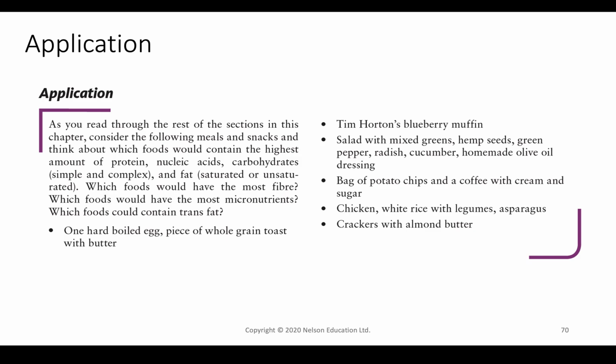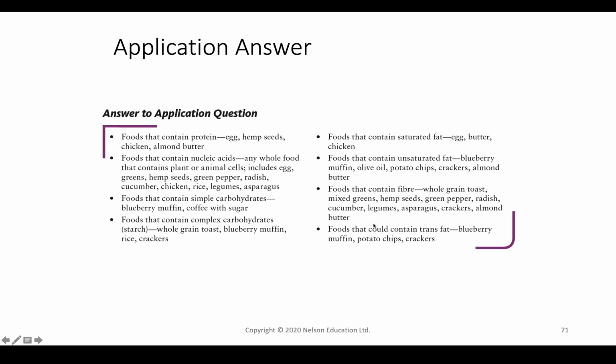And now this is the application question. Again, we're going to have one of these at the end of every lecture. This application question is talking about considering the following meals and snacks and thinking about which foods would contain the highest amount of proteins, nucleic acids, carbohydrates, and fats, as well as which foods would have the most fiber, which would have the most micronutrients, and which foods would contain trans fats. You're given options of a hard-boiled egg with a piece of whole grain toast and butter, a blueberry muffin, a salad with mixed greens, hemp seeds, green peppers, radish, cucumbers, and olive oil, a bag of potato chips, and a coffee with cream and sugar, chicken, white rice with legumes and asparagus, and crackers with almond butter.